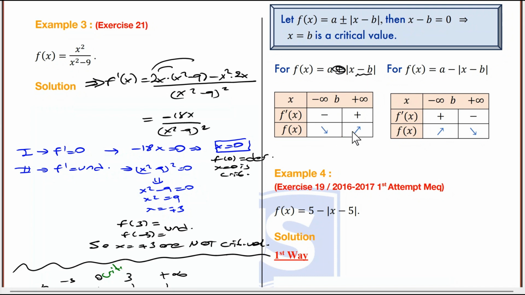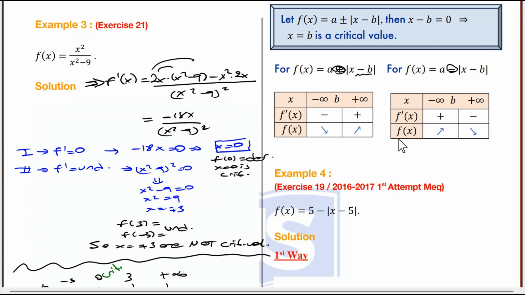Negative means decreasing, positive means increasing. So this is how you can identify increasing and decreasing intervals and local maximum or minimum. Here, if you have a negative in front of the absolute value, this time you have to start with negative on the right and the other side will be positive, so you'll have a local maximum. So this is a way of answering the question.